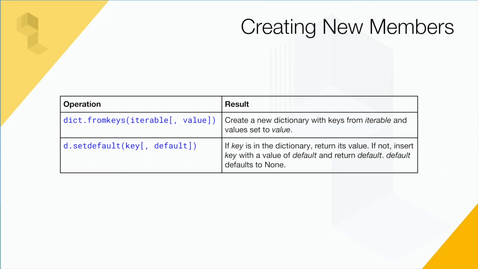The setdefault method is used as follows. If the key is in the dictionary, it returns its value. If it is not, it will insert the key with a value of default and then return default. The default value of default is None.